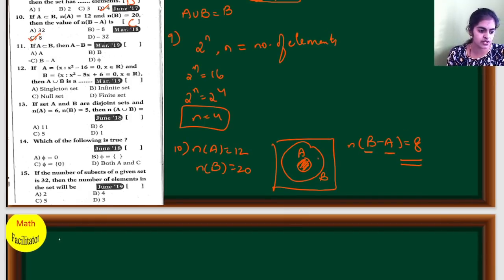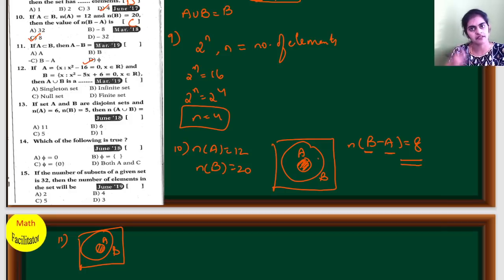The next question, question number 11. A is a subset of B, then A minus B. So if you want A minus B, it will be an empty set. Because see here, the same figure, A is a subset of B. So from A, if I have to remove the common elements, all the elements are common. So I have to remove all the elements. So it will be an empty set.